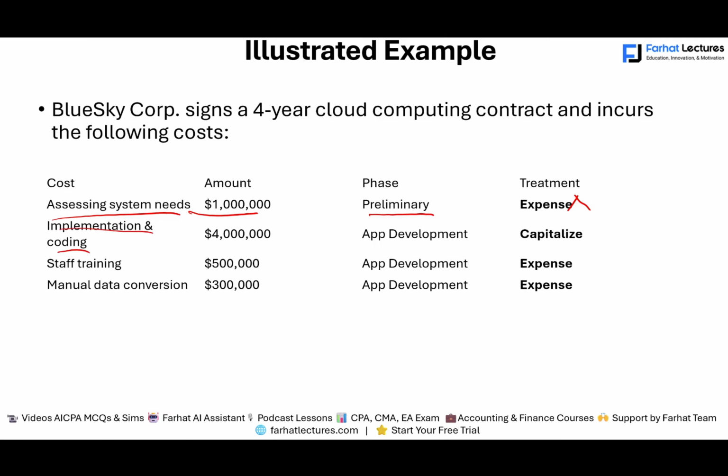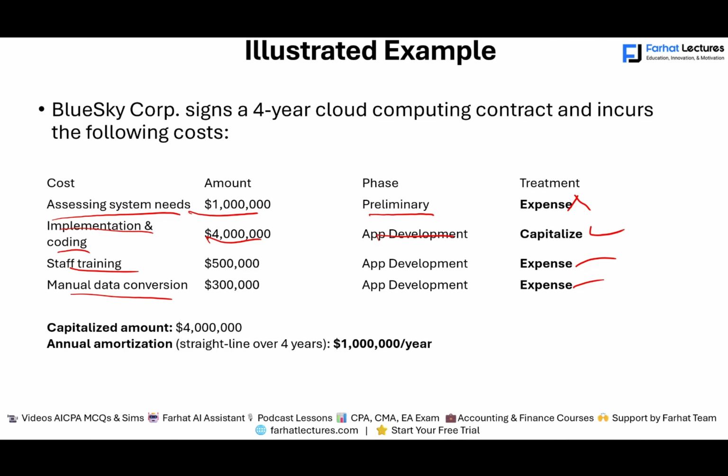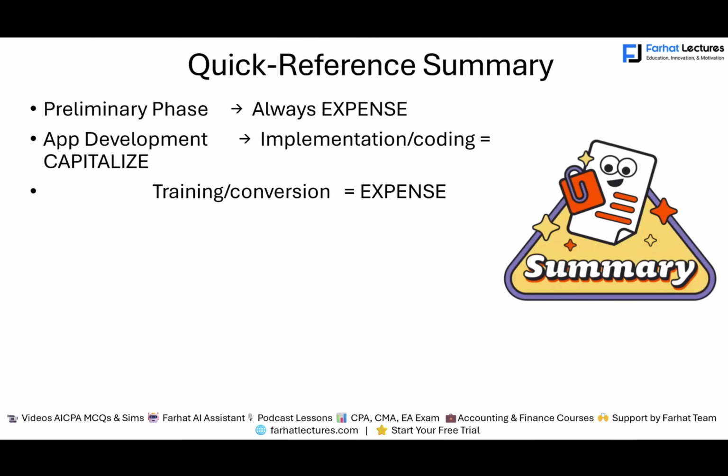Implementation and coding, now we're getting into basically building the system, $4 million. App development, you capitalize. Staff training expense, manual data conversion expense. What do we capitalize here? We only capitalize the $4 million, and it's over 4 years, $1 million per year is being amortized, and $1.8 million is expensed.